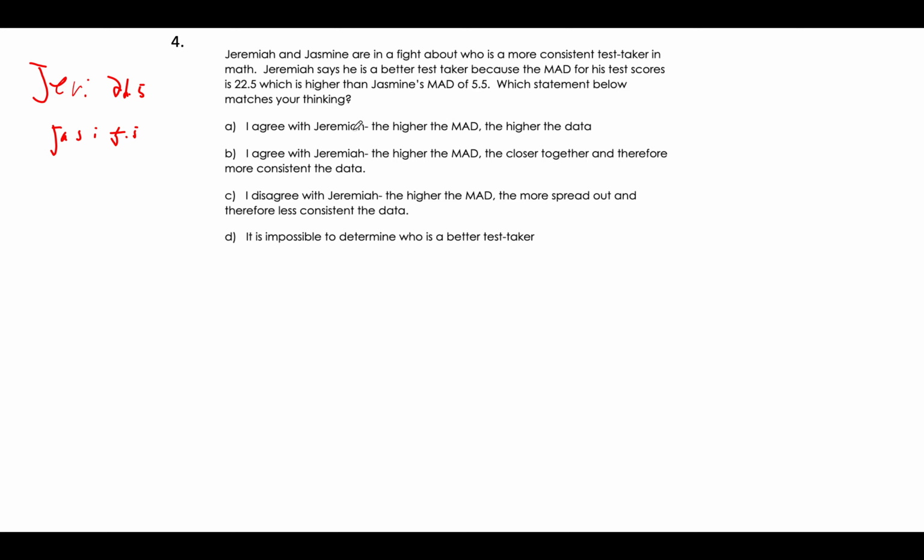I go with Jeremiah. The higher the MAD, the higher the data. That is not correct. Not sure where he got that logic from. I agree with Jeremiah. The higher the MAD, the closer together, and therefore more consistent the data. No, Jeremiah. You have a higher MAD, that means you are less consistent. Remember, low MAD is more consistent. That also means that higher MAD is less consistent.